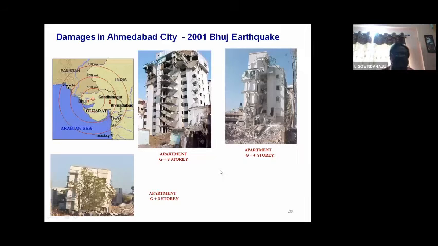Now, as I mentioned already, these are the damages that the buildings suffered during that particular earthquake. G plus 8 story building, 4 story, and 3 story. And we wanted to explore what is the reason for this kind of failure of the buildings. So here is the Bhuj, and here is the Ahmedabad. It's around 260 kilometers distance.